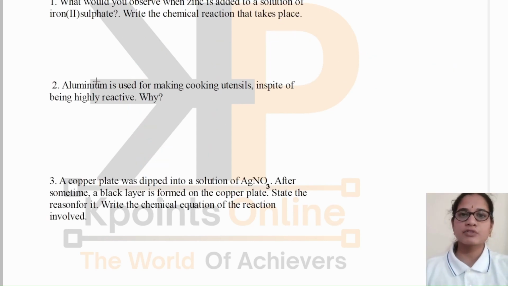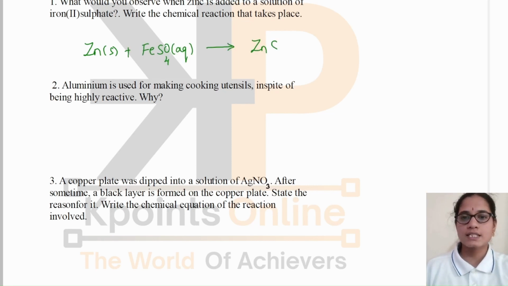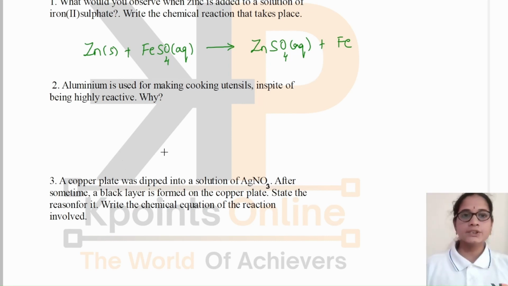Let us see some of the questions on this part. What would you observe when zinc is added to a solution of iron sulfate? Write the chemical reaction that takes place. We know that zinc is a reactive metal. When compared to iron, it is more reactive than iron. So it displaces iron from iron sulfate to form zinc sulfate. Zinc reacts with a solution of iron sulfate to form zinc sulfate and iron. This is the reaction. And you should also write the observation of this reaction.